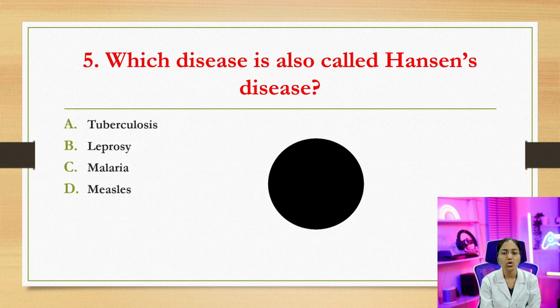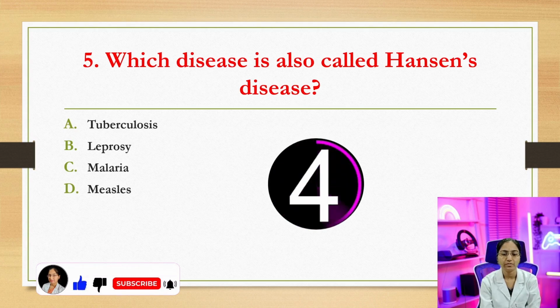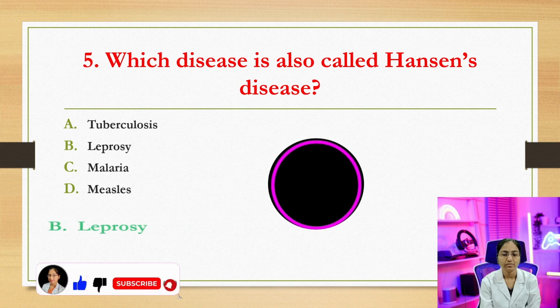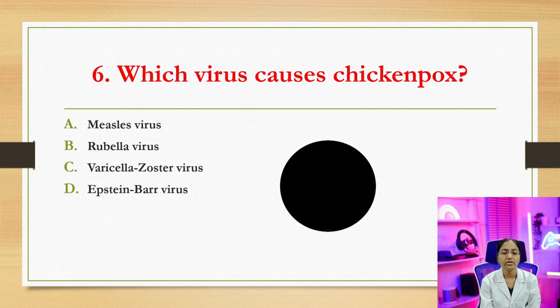Which disease is also called Hansen's disease? Here the options. The right option is leprosy. We'll move to the next question.